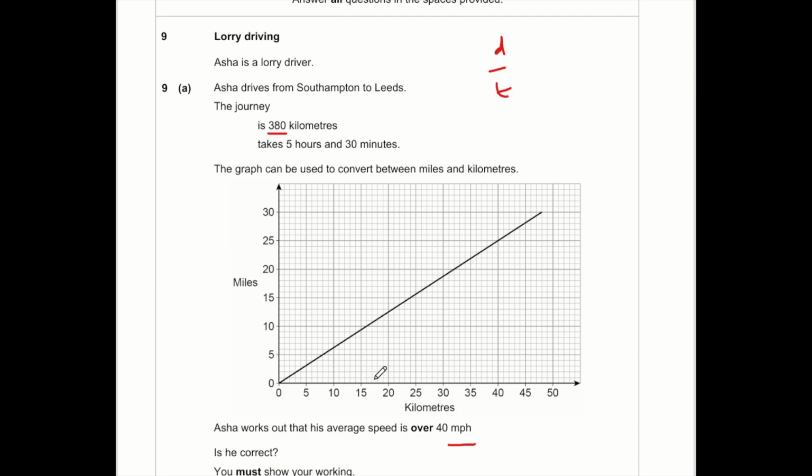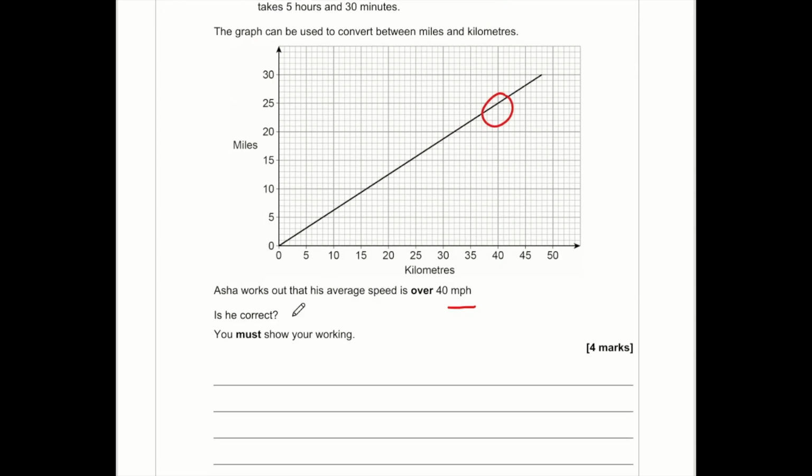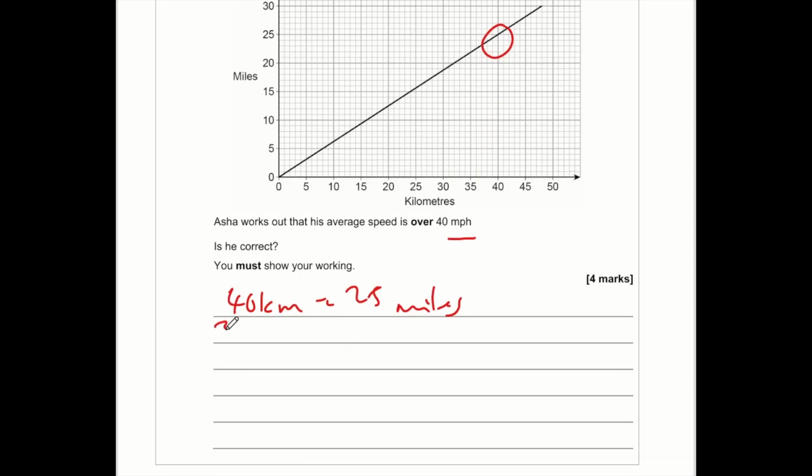Is there a better one that we can do here perhaps? I'm looking at this point here. I think that's a bit easier to use. So here we know that 40 kilometers is 25 miles. And we want to convert 380 kilometers. So how many times bigger is 380 than 40? Well, that's kind of difficult to answer, so what we need to do is divide 380 by 40. 380 divided by 40 is 9.5, which means that 40 times 9.5 is 380. So I need to multiply the 25 miles by 9.5, and that gives me 237.5 miles.